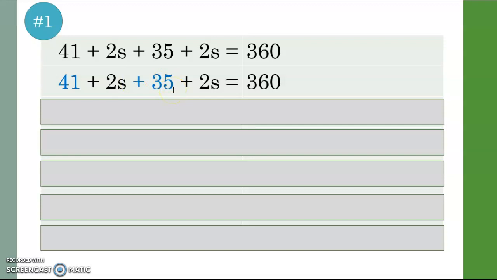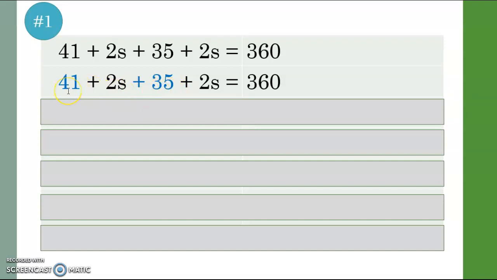Something to think about when we're highlighting like terms on your own: you could highlight with a highlighter on scratch paper, or you could circle or put squares around the terms that are alike. But you want to make sure that you're including whatever symbol or operator is just to the left of that number. So notice with the 35 here, I'm including the plus sign. That goes with the 35. This is plus 35 or positive 35.